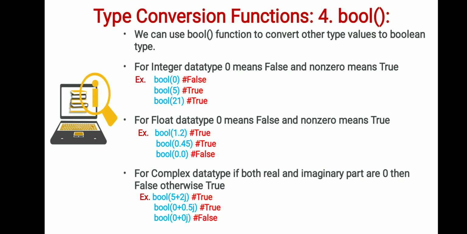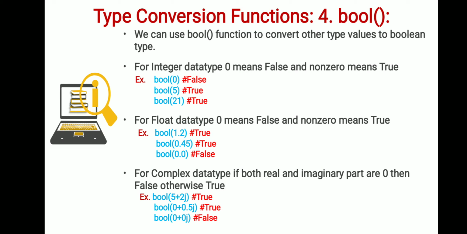Now see the example, bool of 0. Here the integer value is 0, so it will be converted into false. Then bool of 5, so 5 is a non-zero integer value, so it will be converted to true. Then bool of 21, 21 is also a non-zero integer value, so it will be converted to true.